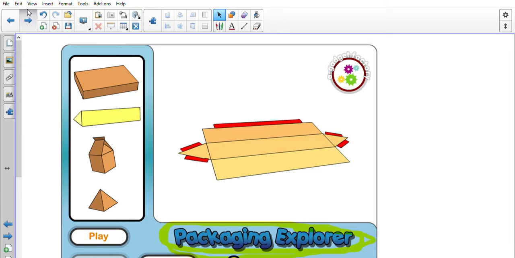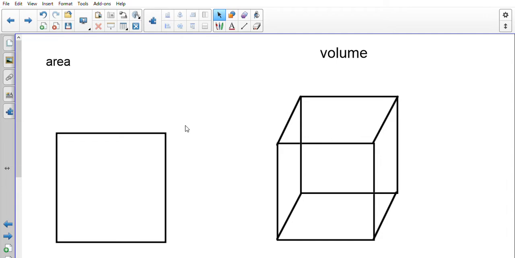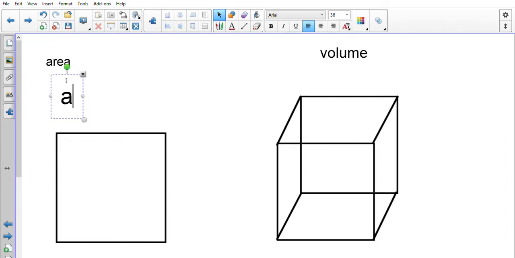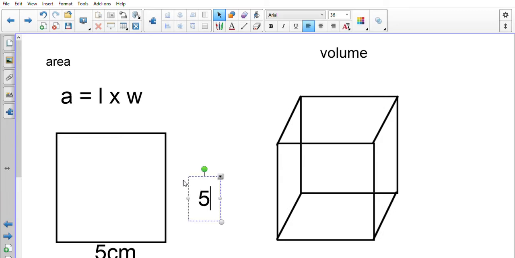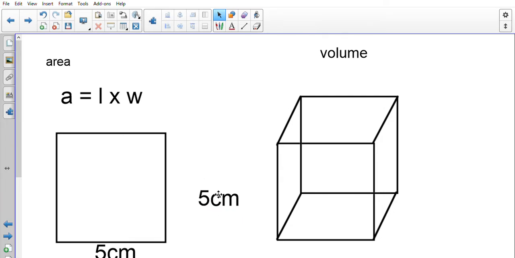Okay, the final thing that we're going to have a think about is area and volume. Last week we looked at area and we came to the conclusion that area is the length of something multiplied by the width. Okay, and for a square, if I had a square of 5, let's call that 5 centimeters. We know that because this is a square, the properties of the shape mean that this side is going to be 5 centimeters too.